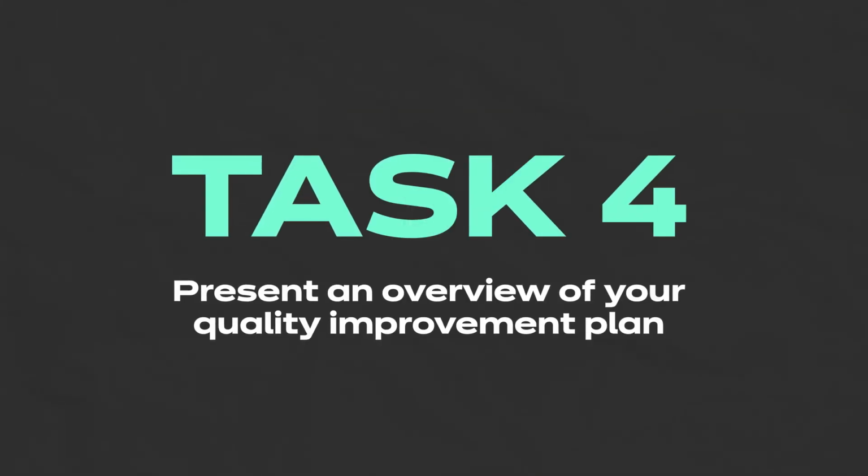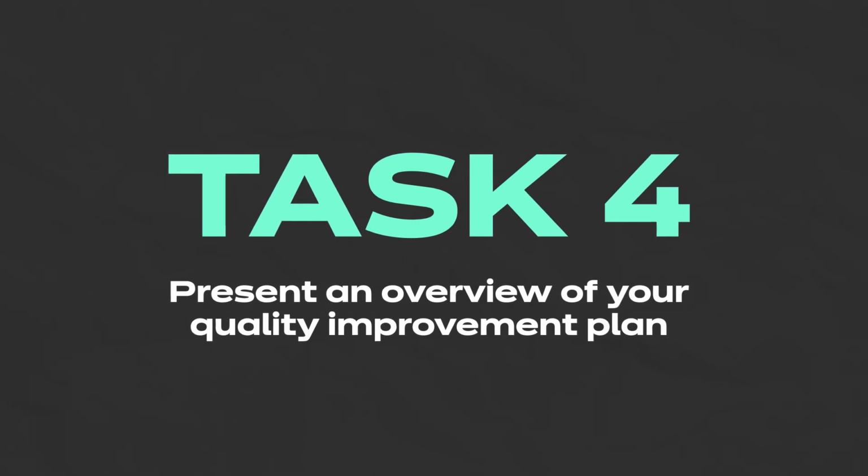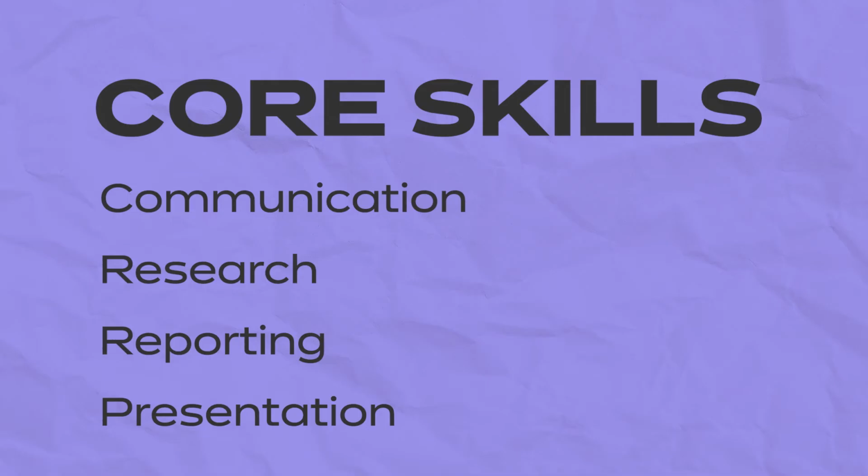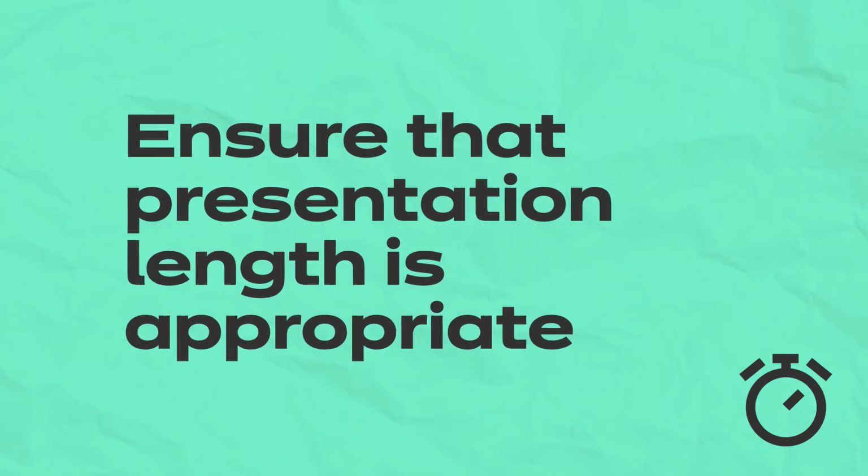For task 4, students are required to present an overview of their quality improvement plan. In this task, students are required to present an overview of their quality improvement plan for a discussion with a tutor within a given scenario. The core skills covered in this task are communication, research, reporting, and presentation. To maximise success in this type of assessment, students should ensure that presentation length is appropriate.